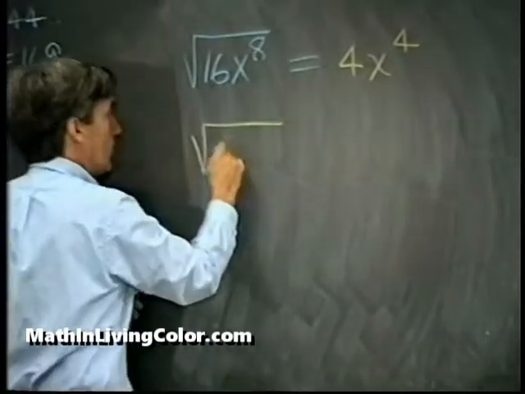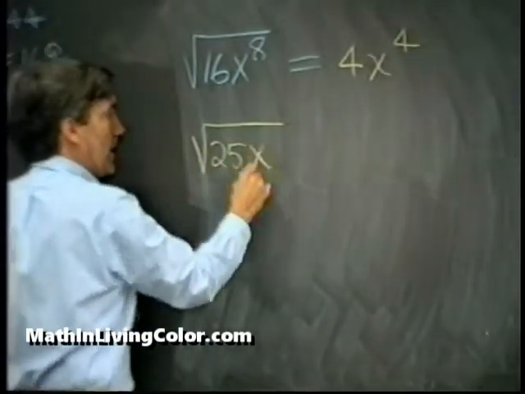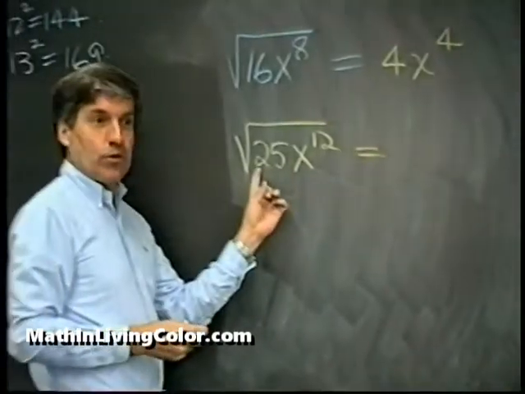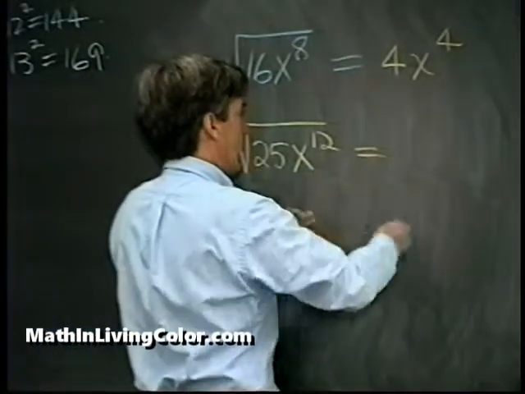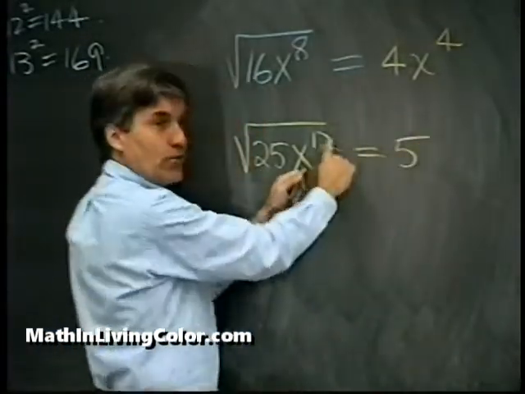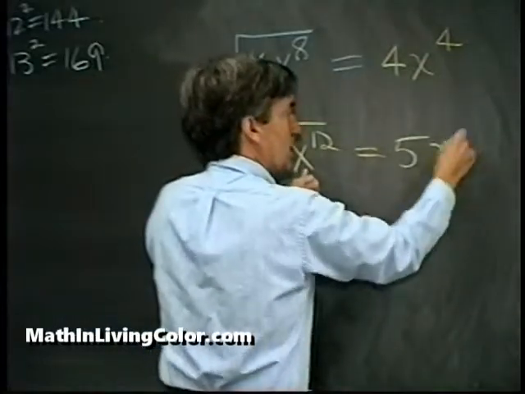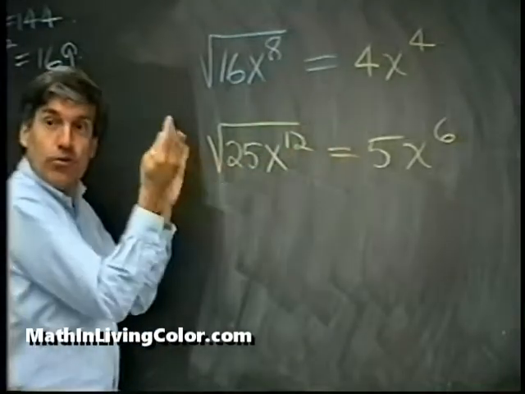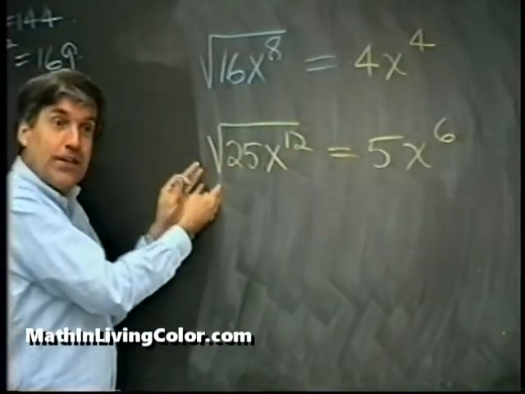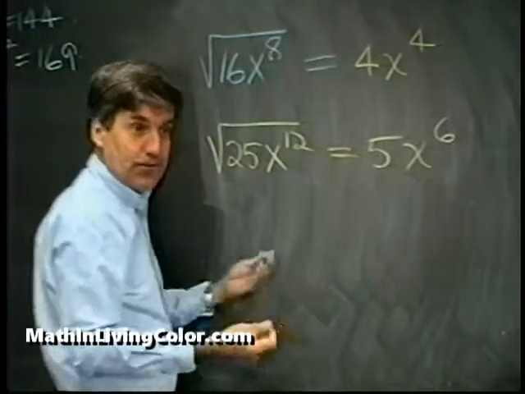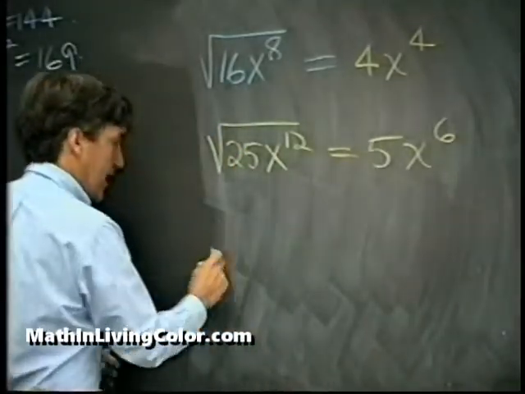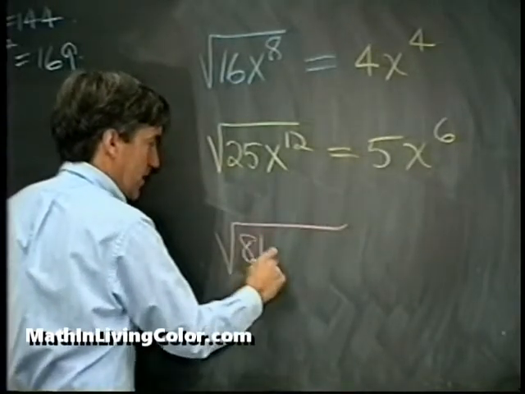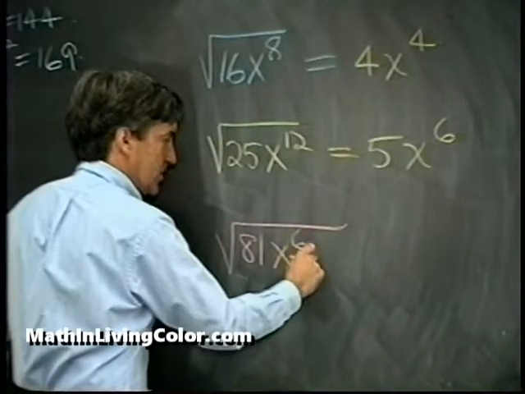What would be the square root of 25x to the 12th power? First, take the square root of 25, which is, what? 5. And then we'll take the square root of x to the 12th, which is x to the 6th, okay? Because you take half of the exponent. Take the square root of the number, if it's a number, and then divide the power by 2, if there's a power involved.